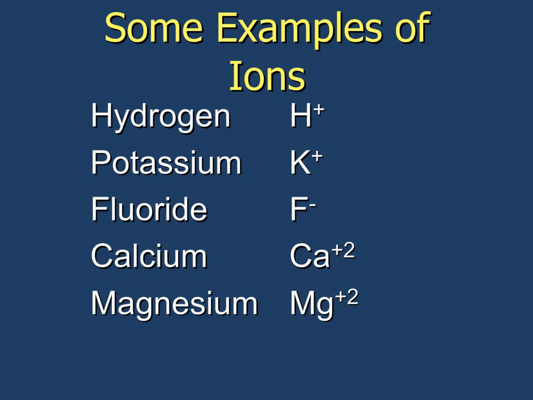So here's some examples of ions. We have hydrogen ions, potassium ions, fluorine ions, calcium ions, and so on. Now remember that ions are created through either donating or receiving electrons. We really can't give up a proton. And so how did hydrogen get a positive charge? Well, it got a positive 1 charge by giving up a single electron. Now let's take a look at fluorine.